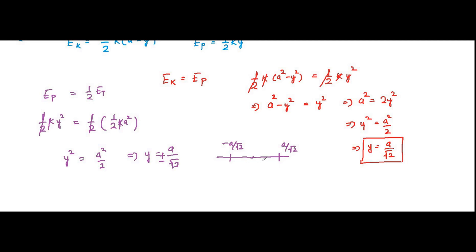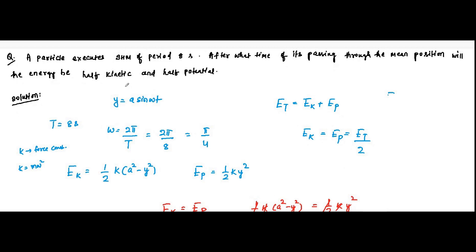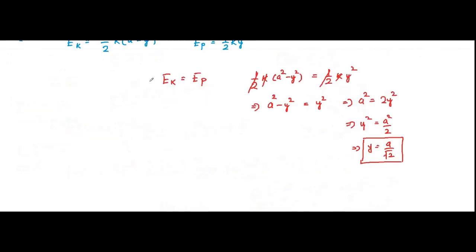But here it has been asked after crossing the mean position, equilibrium position, where? So magnitude wise it is a by root 2. So this way also we will get the same result. Now we have to determine the time. So for that we have to replace this position y in the displacement equation, y is equal to a sine omega t.